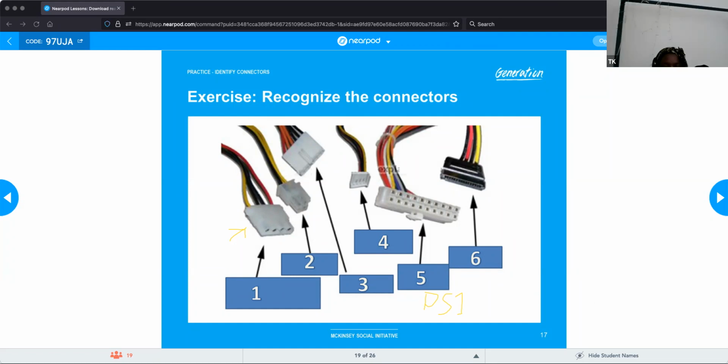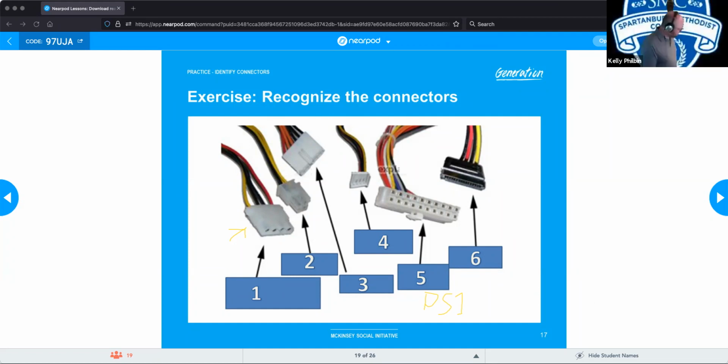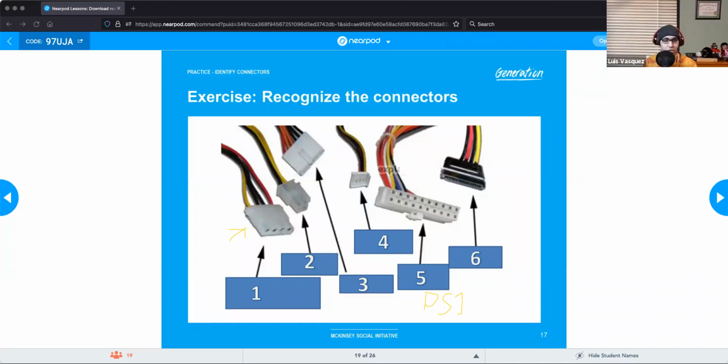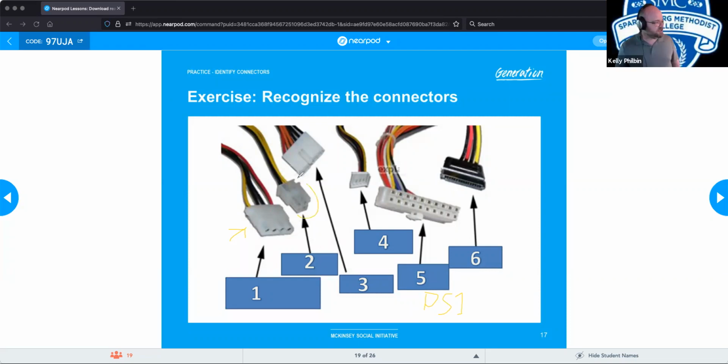Is it the 4-pin for the CPU? It absolutely is, TK. It is the 4-pin for the CPU. So there we go, 4-pin CPU. It's the 4-pin in a square pattern, so that likely would be your CPU connector.